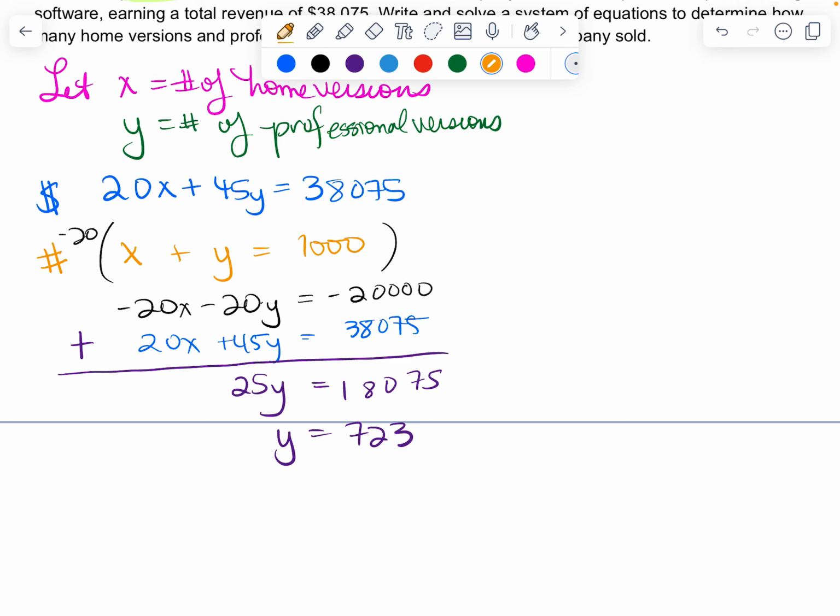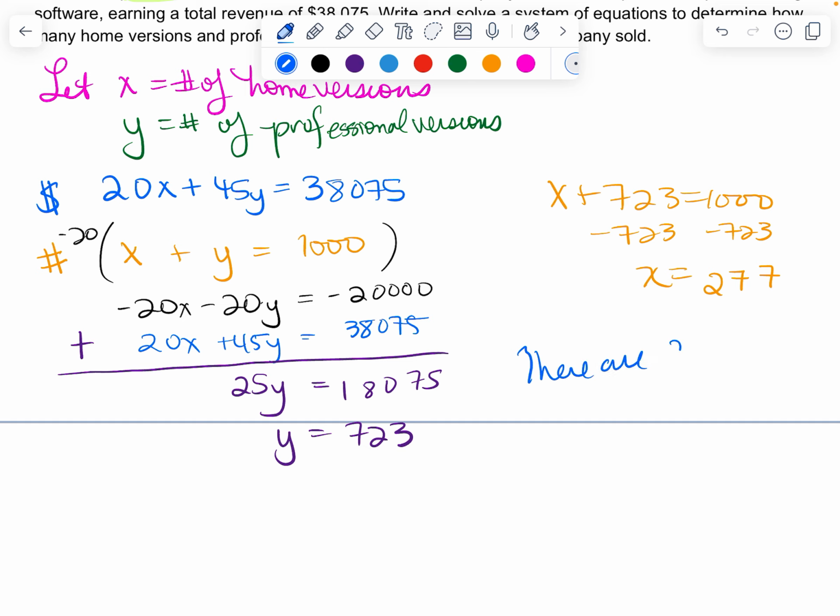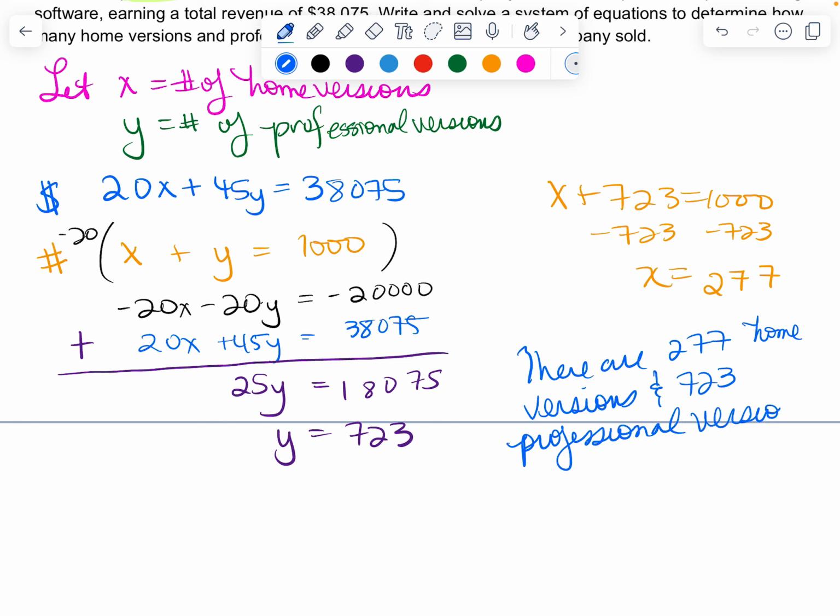I'm going to plug that back in. So x plus 723 equals 1,000. Subtract 723, and that's going to get me x equals 277. There are 277 home versions and 723 professional versions sold.